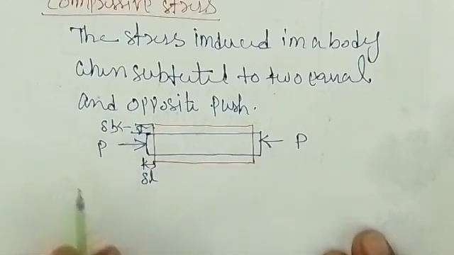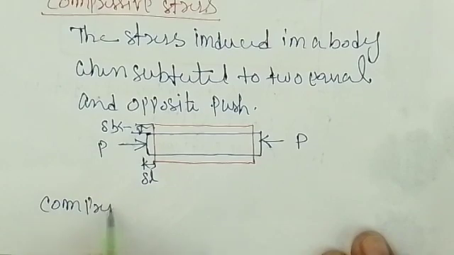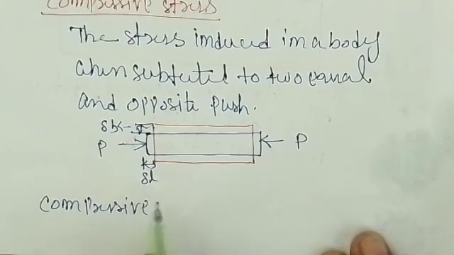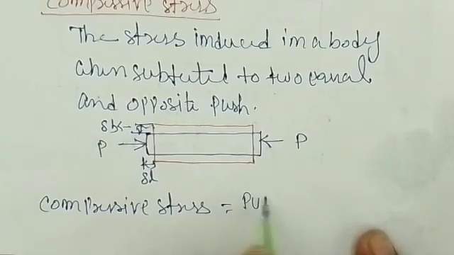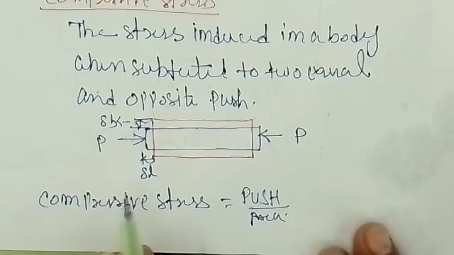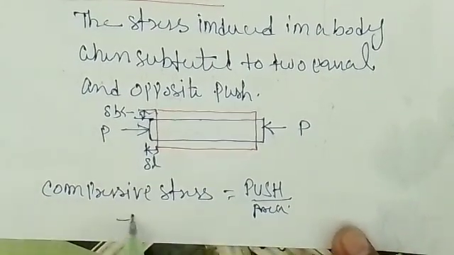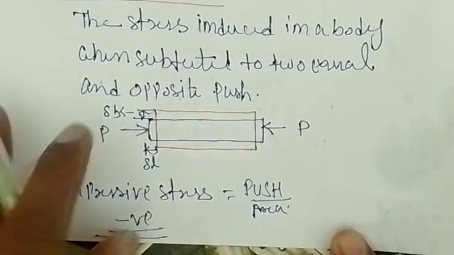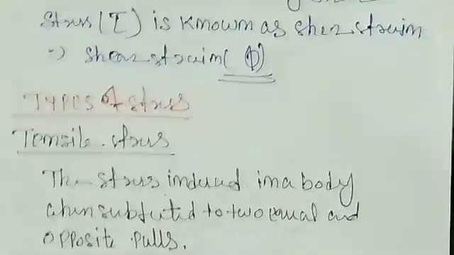So the magnitude of the compressive stress will be negative. Compressive stress is equal to push by area, that is compressive load by area, and the magnitude is negative. So this is how you can see the stresses.